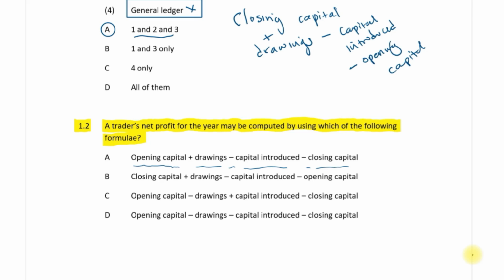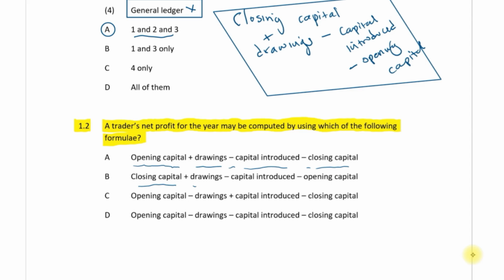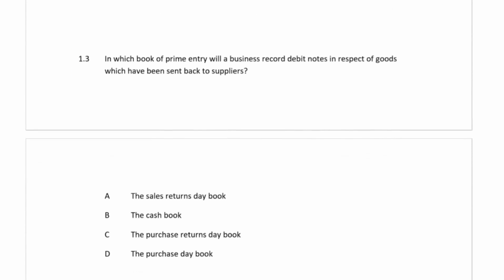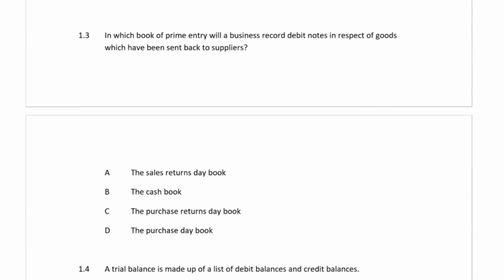And if you look carefully, this particular formula right over here is somewhere here. Is it B? Closing capital plus drawings, less capital introduced, less opening capital, yes. So we know that the answer then is B, because there's a formula that already exists. You just need to know the formula. We move on to question 1.3.